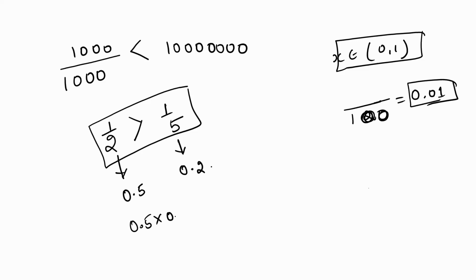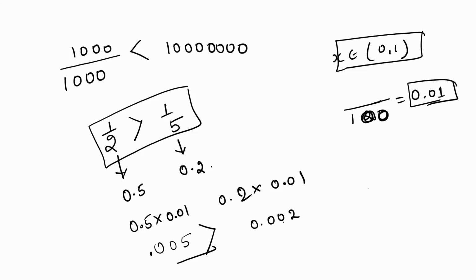So now 0.2 into 0.01 becomes 0.002, and it still does not change, because this is always greater. Why? Because this is a positive number. So they didn't change.